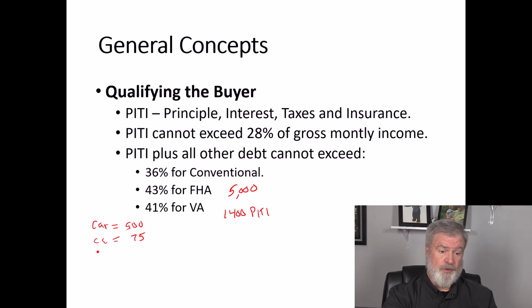Maybe you've got a student loan. And I have no idea what that is. Feel sorry if anybody's got one, but yeah, I don't know what those are. But let's just say we're paying $100 a month on student loans. So if I add all this up, that'd be $675.